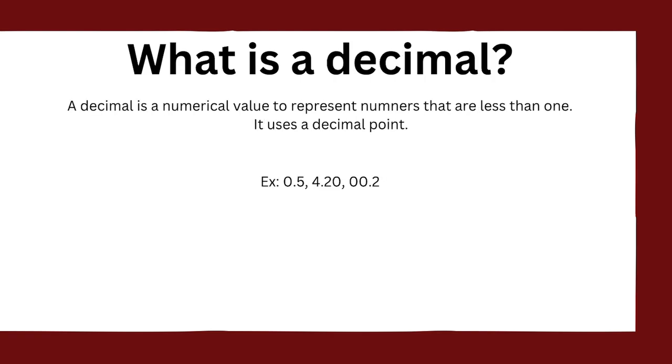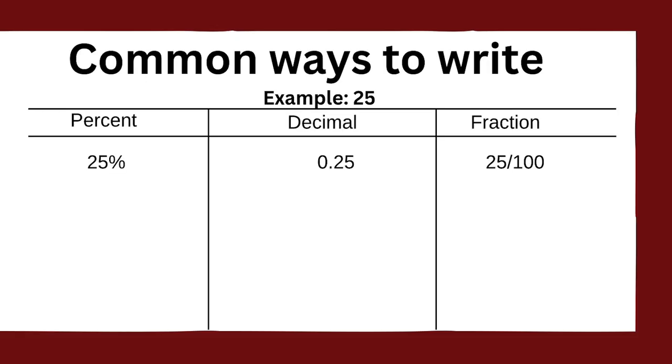So what is a decimal? A decimal is a numerical value to represent numbers that are less than 1. It uses a decimal point: 0.5, 4.20, 0.2. Some common ways to write them: a percent will always have a percent sign. A decimal will always have a point, so a decimal, 0.25, and then a fraction is anything over 100, so 25 over 100.